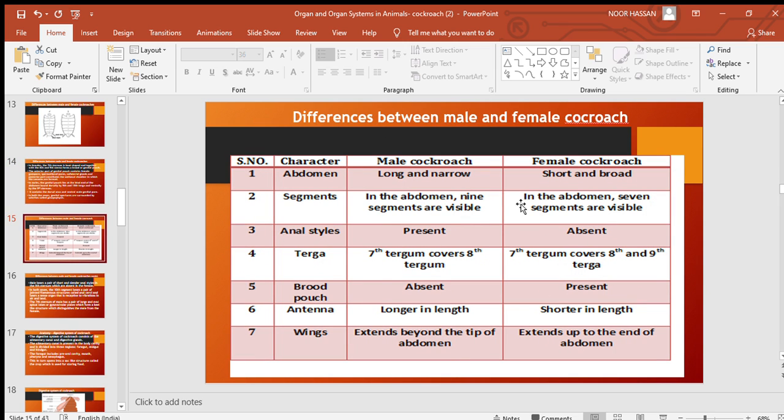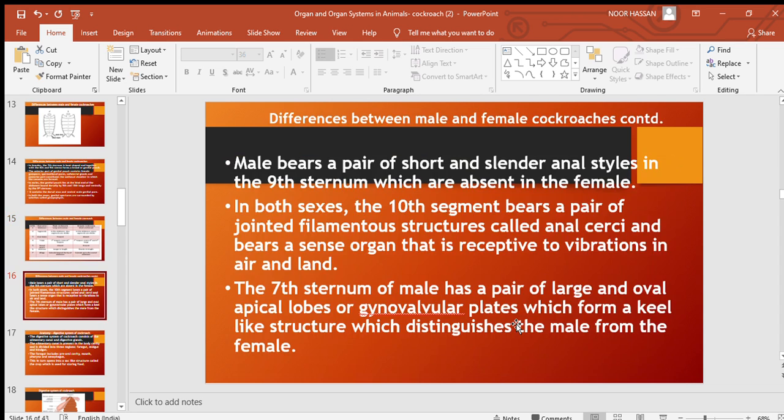So this is a chart to show the differences between male and female cockroaches, and these are the characteristic features. For example, the abdomen in male cockroach is long and narrow, but in female it is short and broad. Abdomen segments: 9 segments are visible in male, but in female it is only 7. So please go through this; you will understand the differences between male and female cockroaches. The male bears a pair of short and slender anal styles on the ninth sternum which are absent in female.